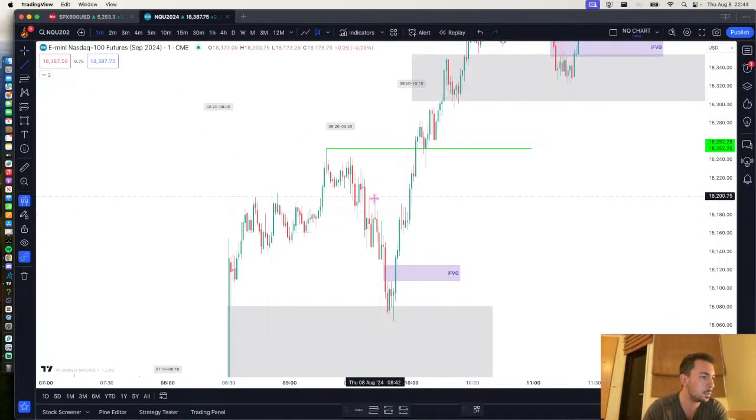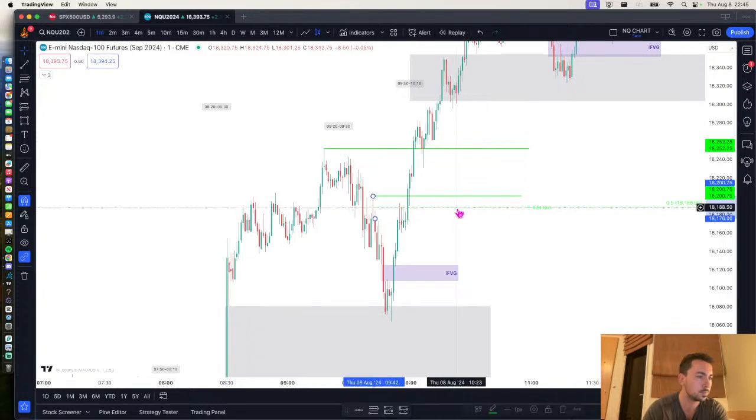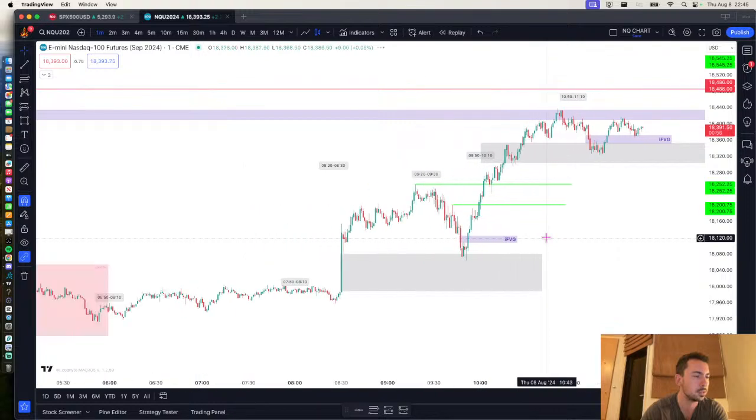And then I would probably take a partial here at the top of this internal high, and potentially, just in case my bias was wrong, I would maybe take a partial off at the 50% of this wick. But that was the trade today for sure. It lined up perfectly with the macro time too, which is crazy.